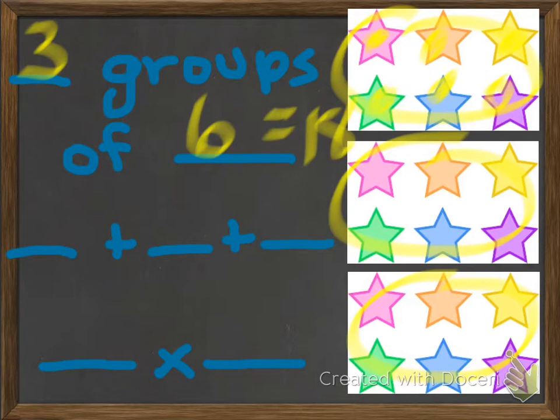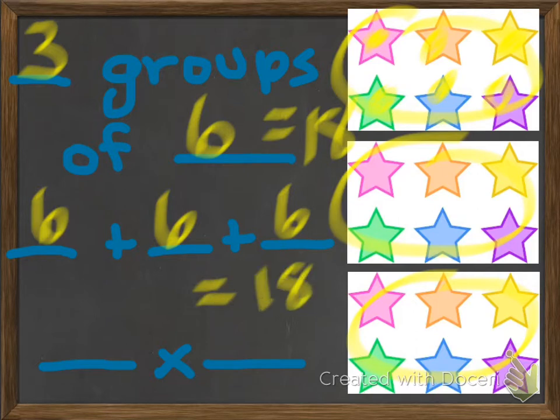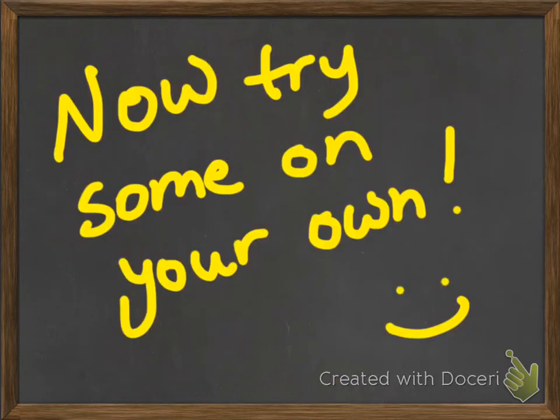So in other words, we could say it's 6 plus 6 plus 6. That equals 18. So write it down as 3 times 6 equals 18. Now try some on your own. Good luck.